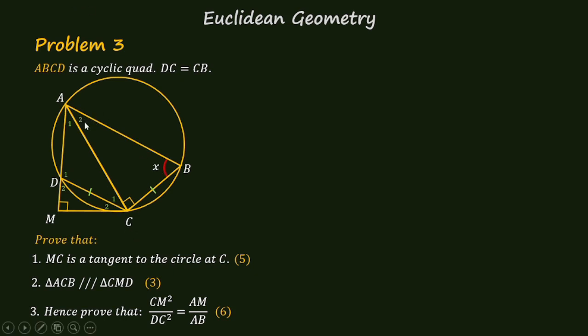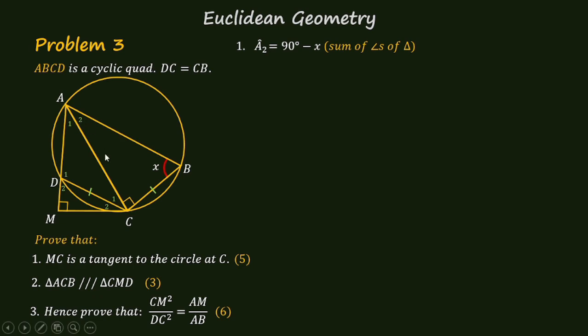So here we have enough information in this triangle ABC. We have 90 degrees, we have X. So to find A2, that would simply be 90 degrees minus X. Those are the sum of angles of a triangle. So we have A2 is 90 degrees minus X.